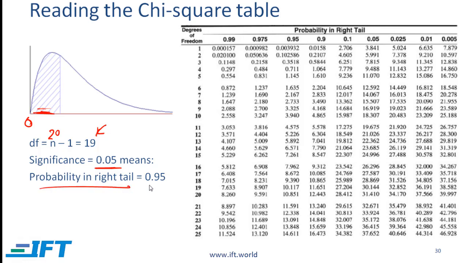The probability in the right tail then becomes 0.95. If you look at the chi-square table, you are looking for 0.95 because we are concerned with the probability in the right tail, degrees of freedom 19, that's our scenario, and this is the number we are after. The critical value is 10.1.